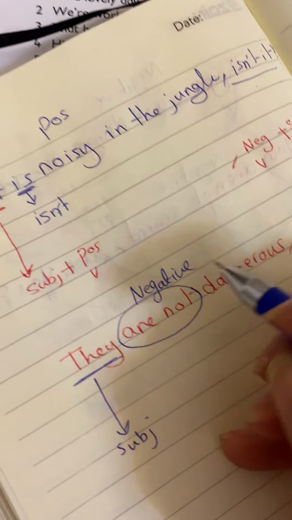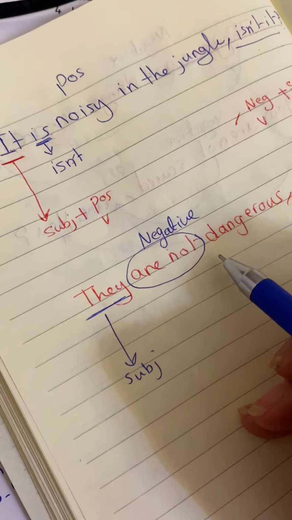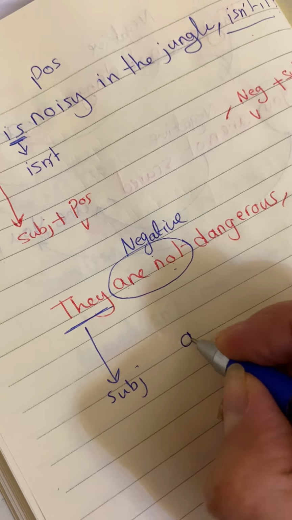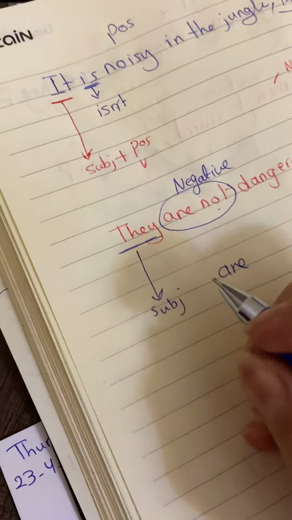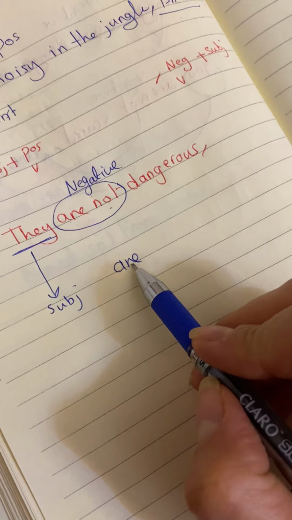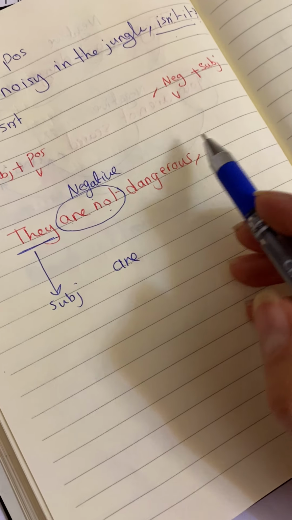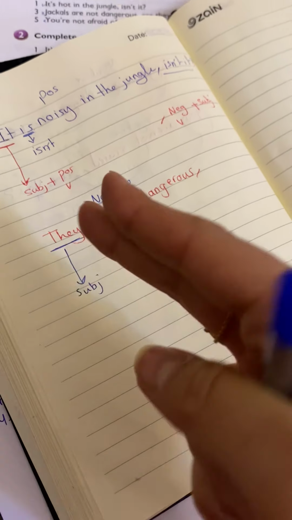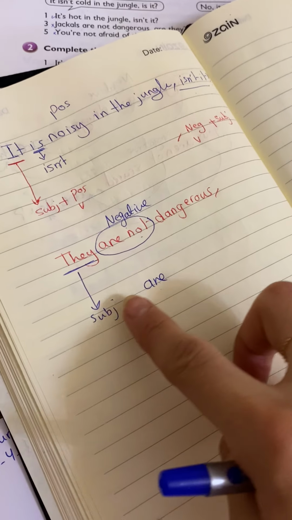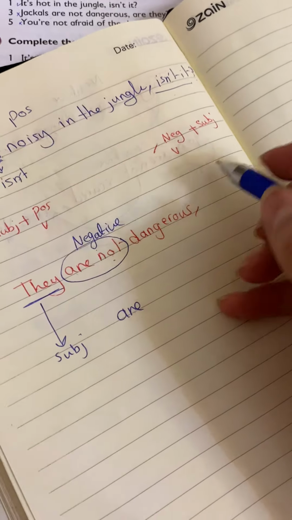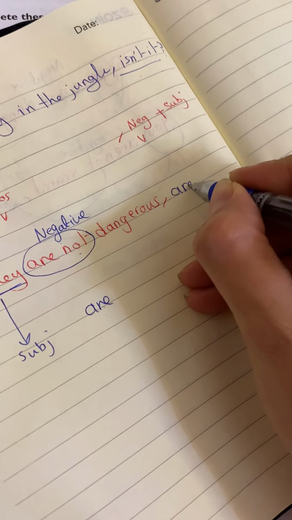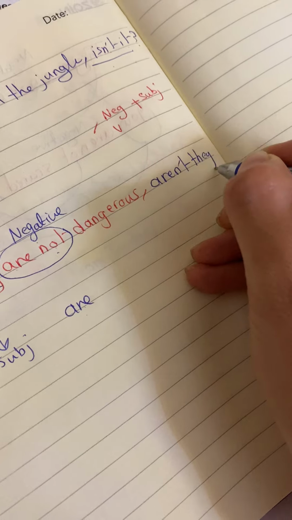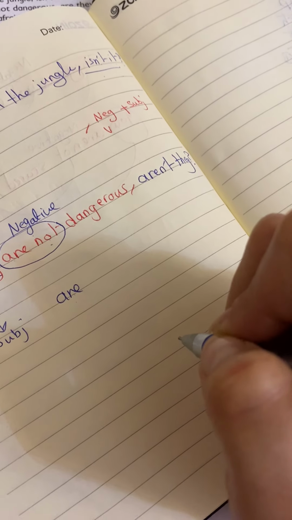So, if the verb is negative, we change it to positive. What is the positive of aren't? It is are. Okay, the sentence became they are. To write the question tag, we change the negative verb to positive, then we change the places of the subject and the verb. So it becomes aren't they. Then we have a question mark.